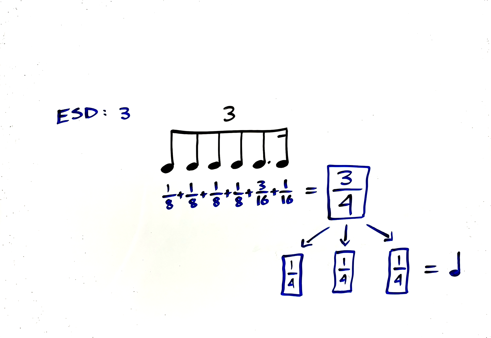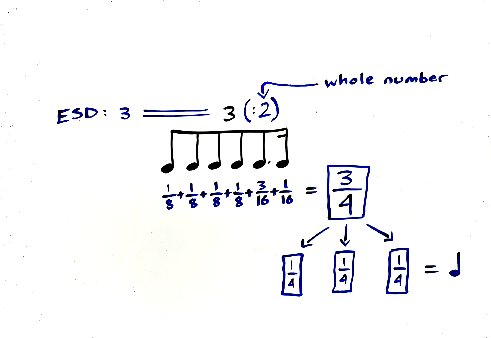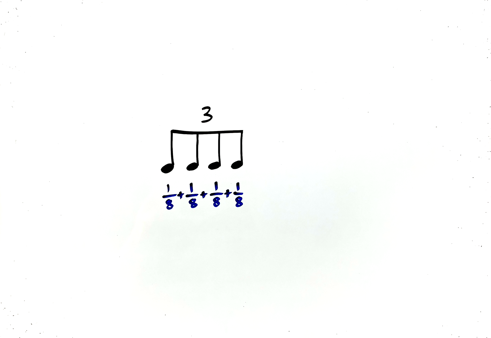The left-hand number is 3, which is the same as the ESD. And the right-hand number is 2, which is a whole number. Therefore, because both rules are satisfied, this tuplet is a complete tuplet. Now, what if we remove the last 2 notes from the content, leaving us with only the 4 eighth notes? Now our content is only 1/2.